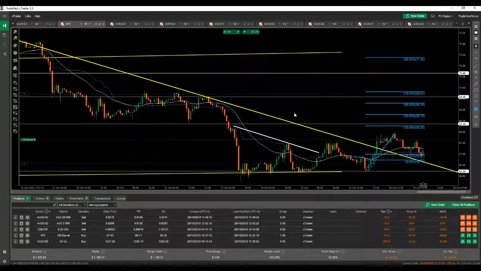Today is the 29th of October. You can see that down here. And it's 3:33 in the UK and it's 5:34 in Cyprus, where I'm located.